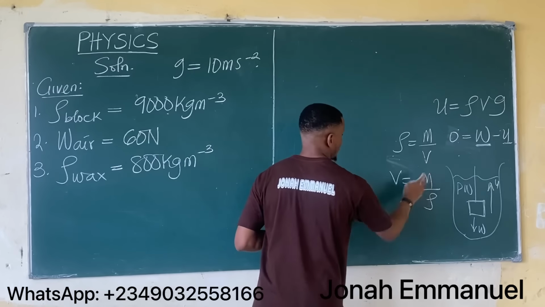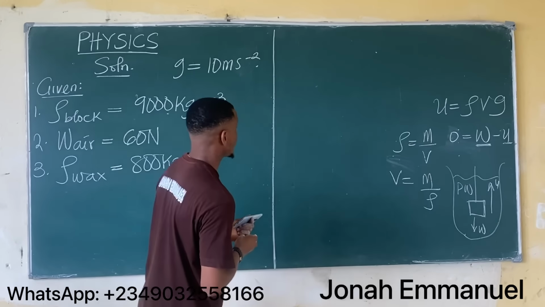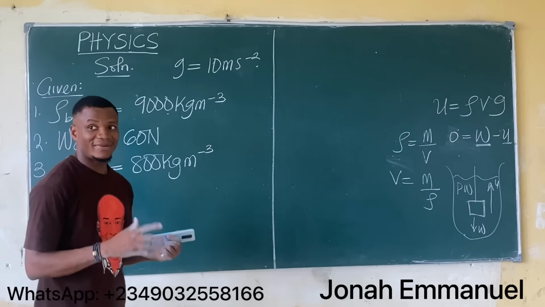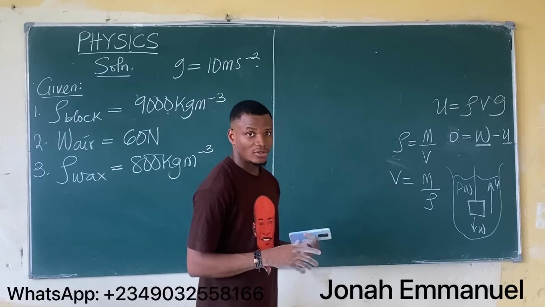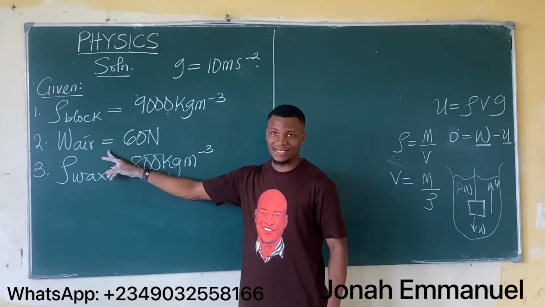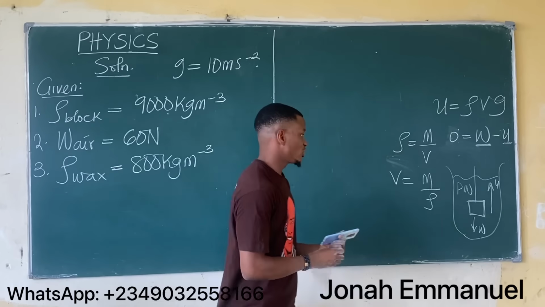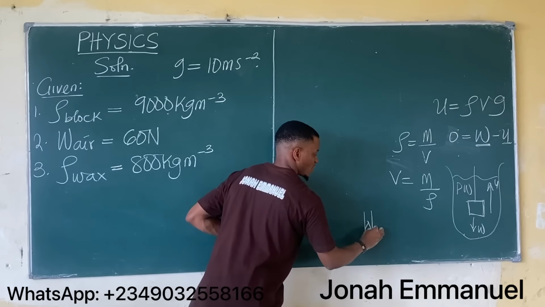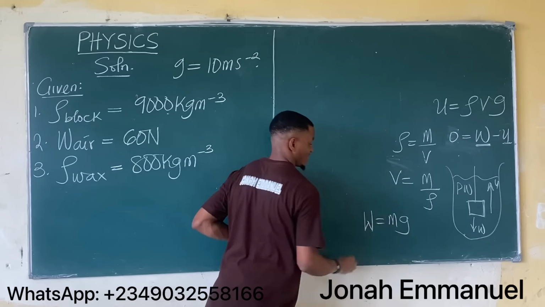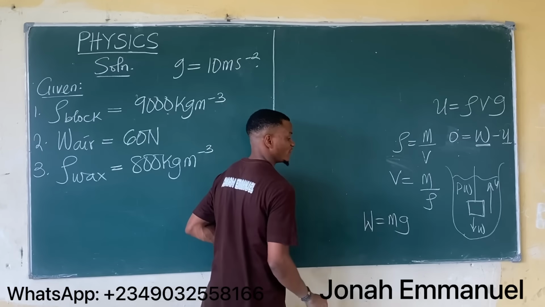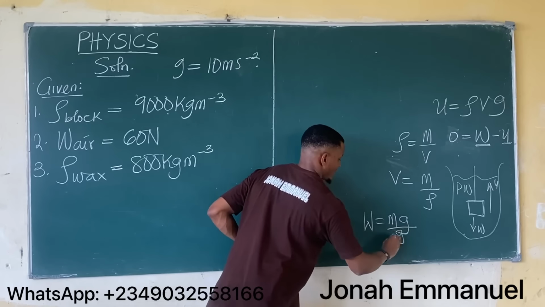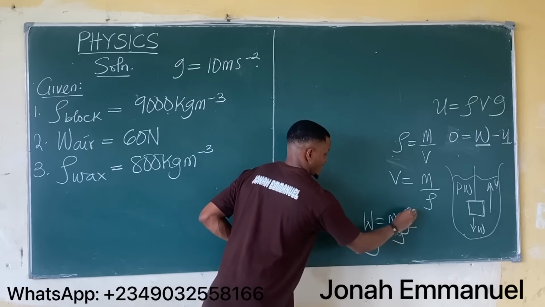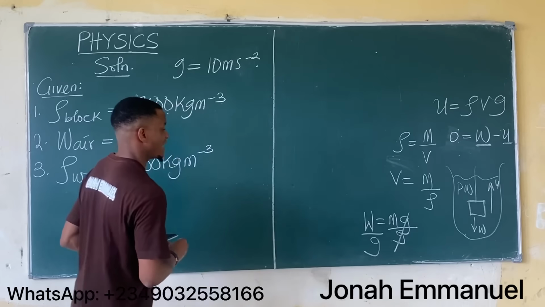So let's get the mass of the block. How do we get the mass of the block? In this question, the mass of the block is not given. But the weight of the block in air is given. And we know fully well that weight is equal to mass times gravity. So I can get the mass of the block by dividing here by gravity, dividing here by gravity. This cancels it.